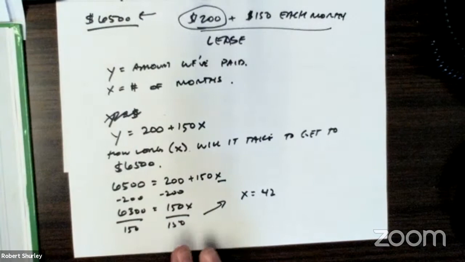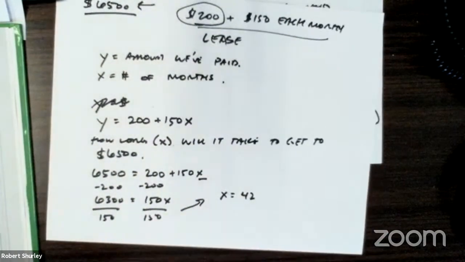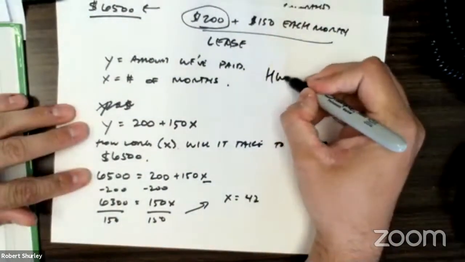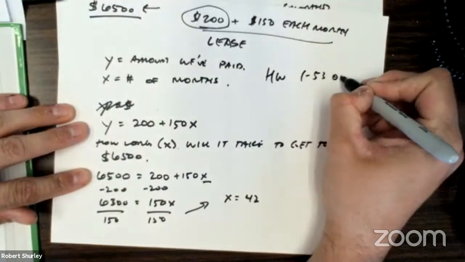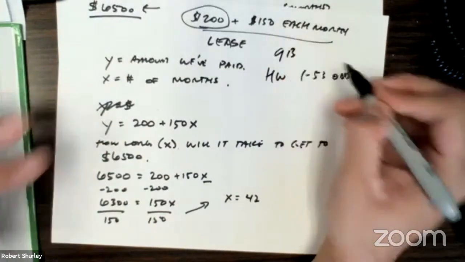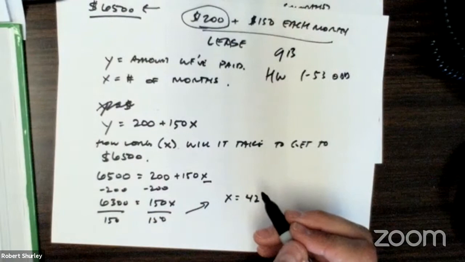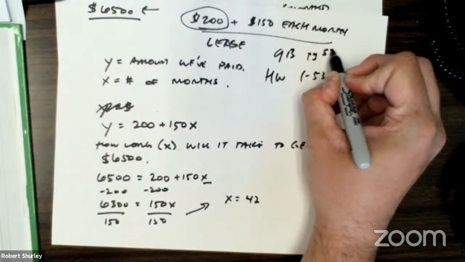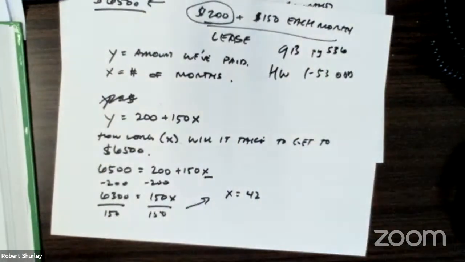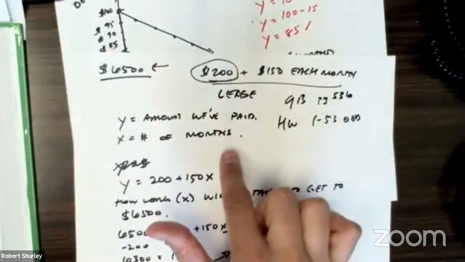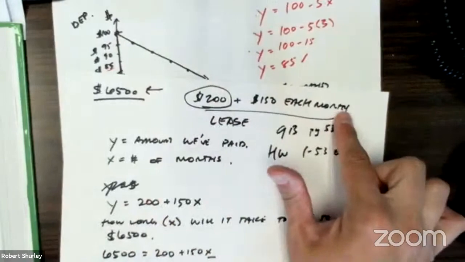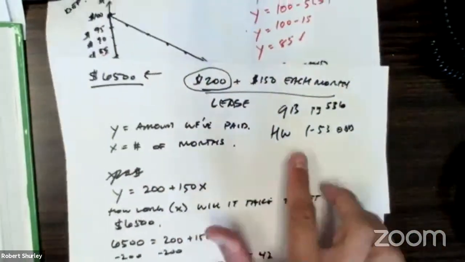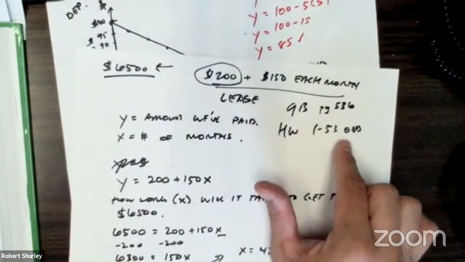Okay, so for homework, I do want you to do 1 through 53 odd. This is in 9B, and it starts on page 536. Oh gosh, where did I write that? Right there. 9B, page 536, 1 through 53 odd.